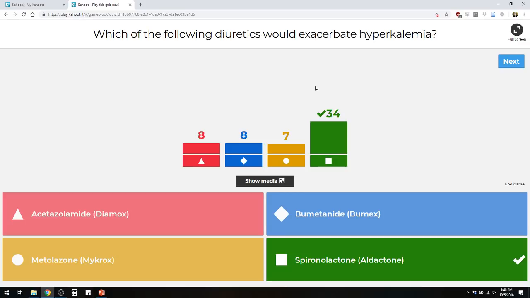Bumetanide. What type of diuretic? The loop. You absolutely lose potassium with that one because that's actually inhibiting that sodium chloride and potassium transporter in which part of the kidney? Ascending loop. The loop of Henle, right? So the ascending loop is what's loop diuretic, right?